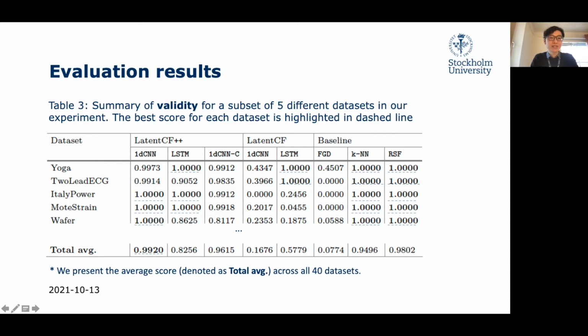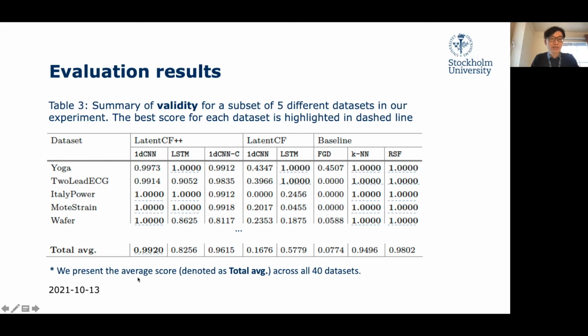And we can see the best score for each dataset is highlighted with this dashed line. And if we compare across these 5 datasets, we can see actually this RSF, which is the current state of the art, achieved 100% validity. But our proposed solution, this 1DCN for LatentCF++, achieved 100% validity on 3 of them, and the rest 2 are very close to 1.